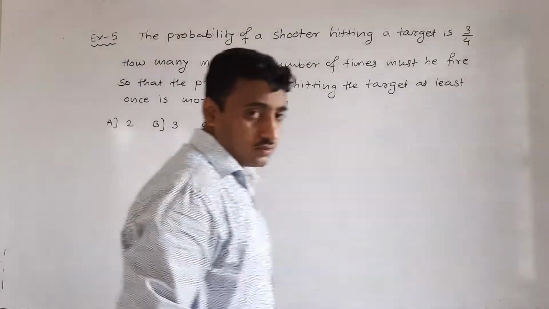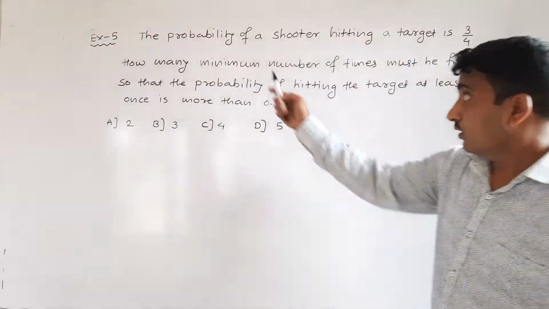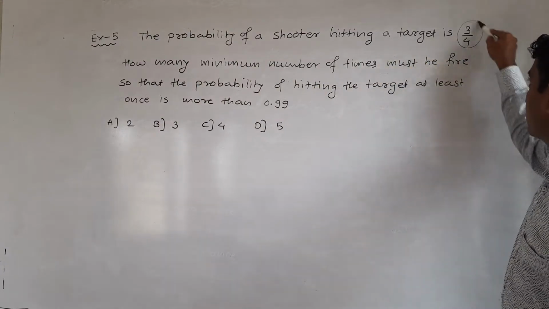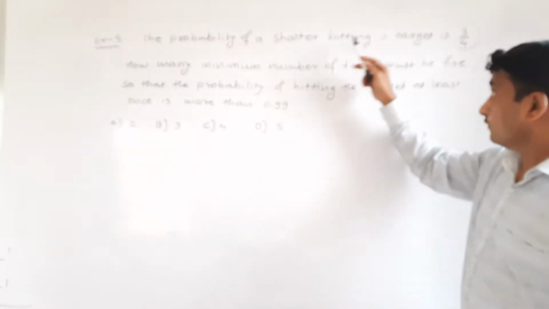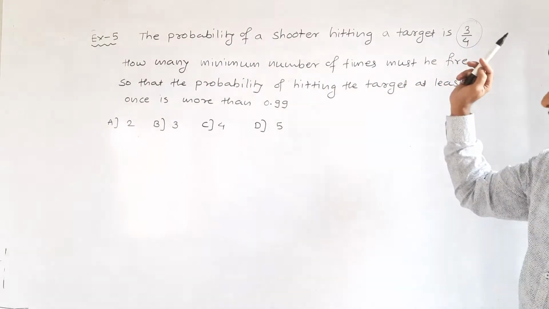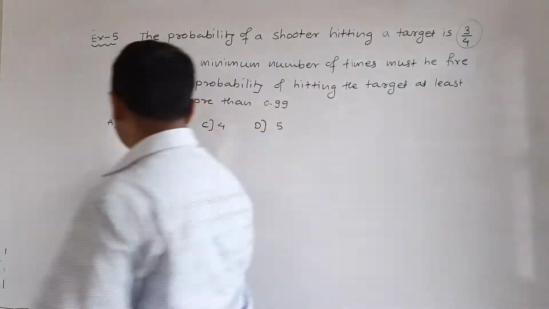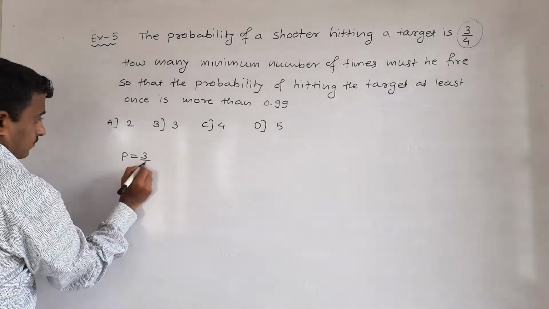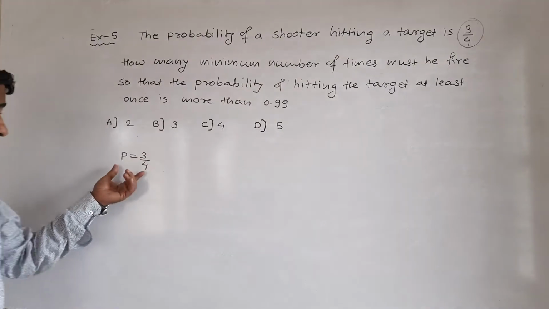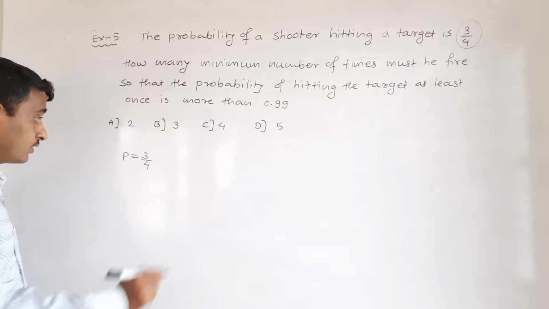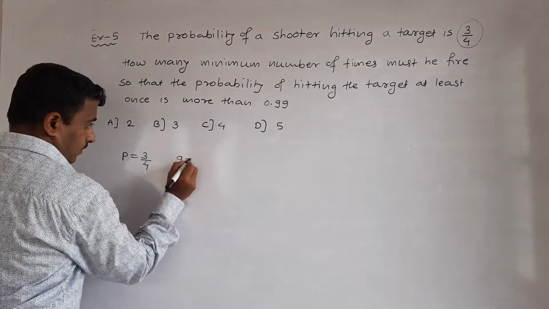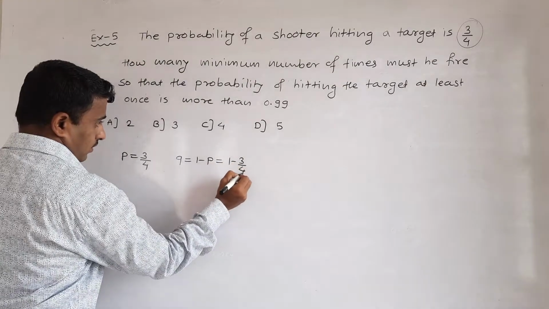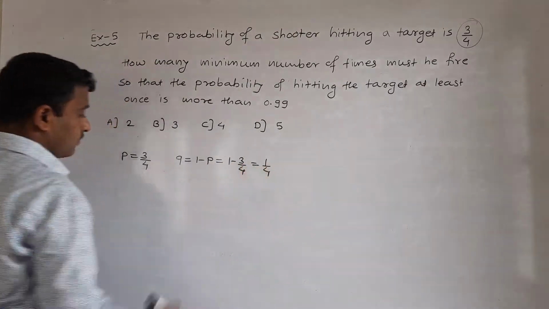Now what is the question? Check it. The probability of a shooter hitting a target is 3/4. That is, the probability of hitting is 3/4, so p is equal to 3/4. Therefore this is success. Therefore failure is what? q is equal to 1 minus p, which is 1 minus 3/4, that is 1/4. q is equal to 1/4.